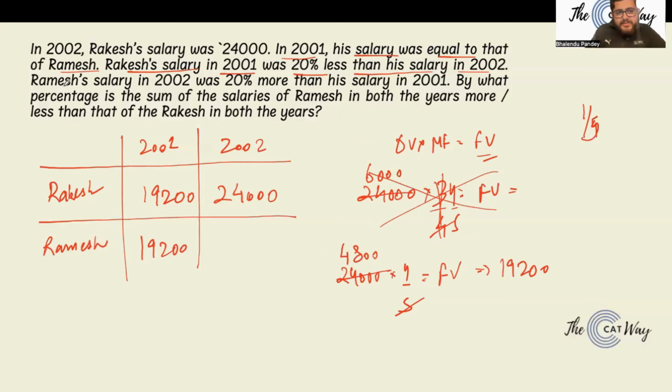Correct? Then it has been given that Ramesh's salary in 2002 was 20% more than his salary in 2001. 20% more means my fraction is 1 by 5. My multiplying factor will be 1 plus 1 by 5, that is 6 by 5. So Ramesh's salary in 2002 is nothing but 19,200 multiplied by 6 by 5. So multiplied by 6 by 5 gives you what?